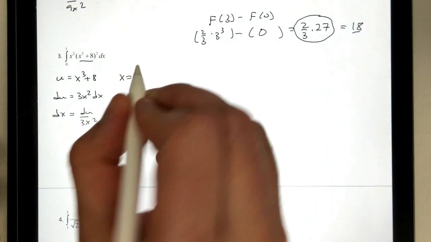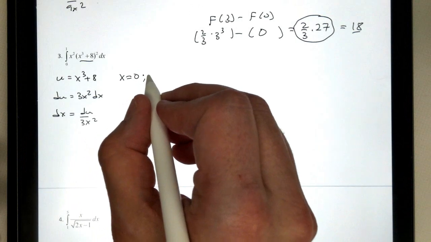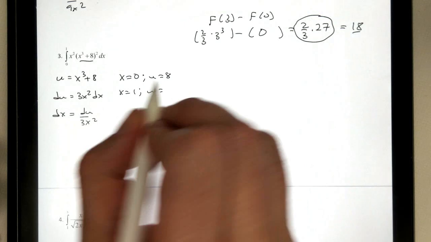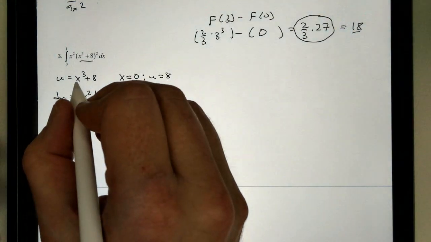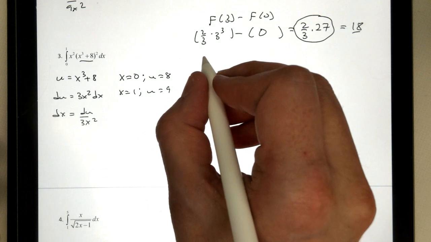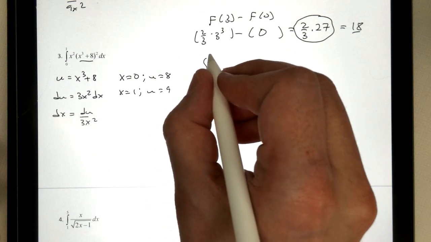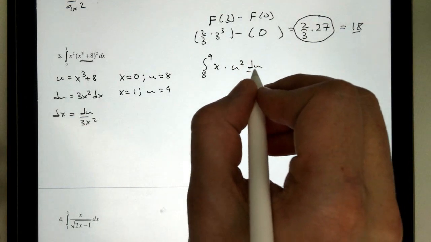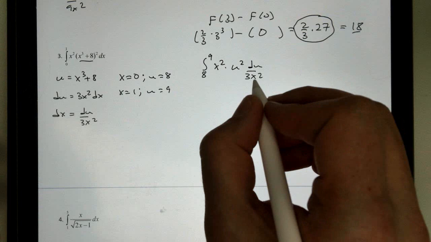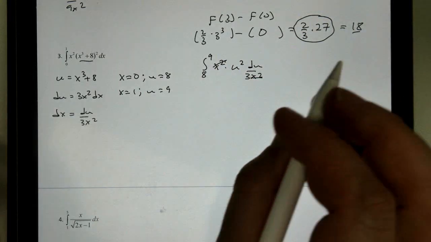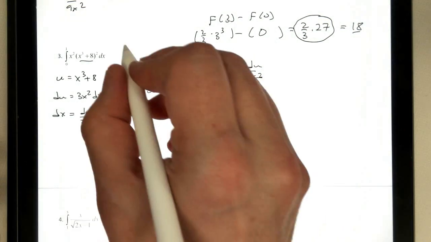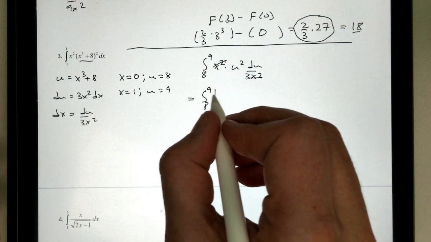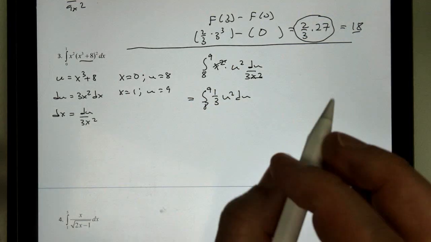So replace your domain. When x is 0, you plug the 0 in, we get 8. And when x is 1, plug 1 in, we get 9. 1 cubed plus 8 is 9. So I can rewrite my integral from 8 to 9. We get x squared times u squared du over 3x squared. Now again, those x squareds have to cancel. If not, we did something wrong. Cleaning this up a little bit, we're going to get the integral from 8 to 9 of 1/3 u squared du.